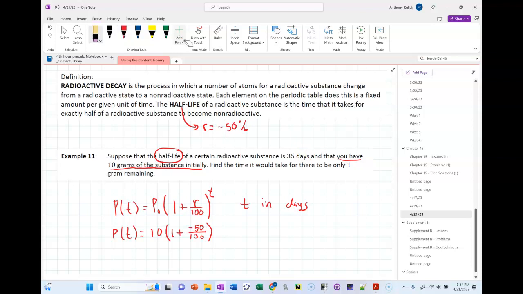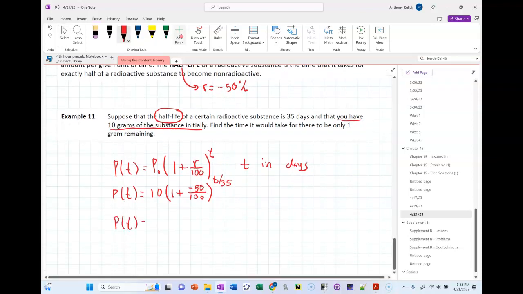So how much of our half-life is accomplished in 1 day if it takes 35 days? Our half-life is 35 days long. How much of that half-life is accomplished in 1 day? 1/35, right? Everybody's okay with that? So I'll write T over 35.